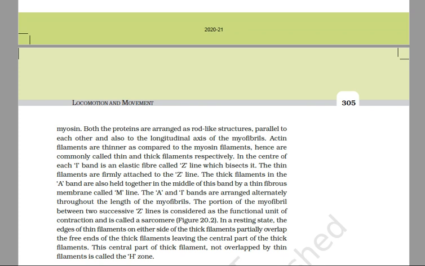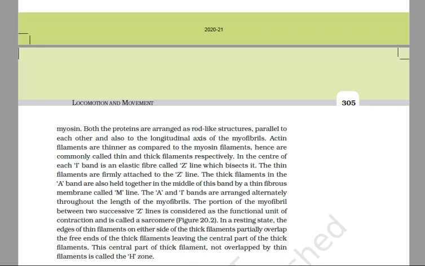In the middle of the I band, there is a dense narrow line called Z line. This Z line is termed as Zwischenscheibe, a German word meaning in between the disc. Actin filaments are attached to this line and extend on either side of the Z line.